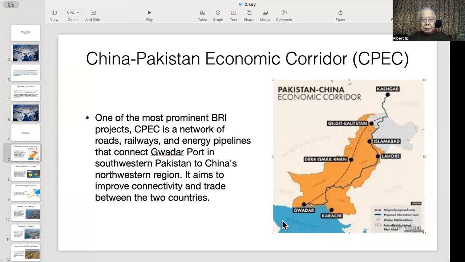So when this is completed, that means energy, especially oil, from the Middle East does not need to go through the Malacca Strait and can be imported inland at Gwadar port and then shipped directly into China. When it was announced, I think it was a 60 billion US dollar investment, representing about 5% of Pakistan's GDP. So that is obviously a very important investment.